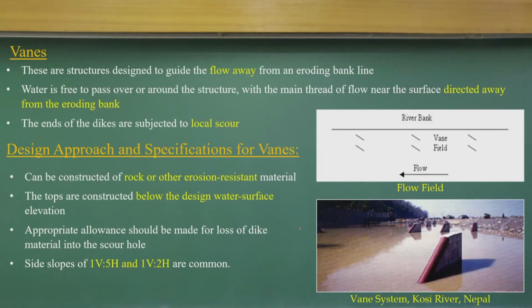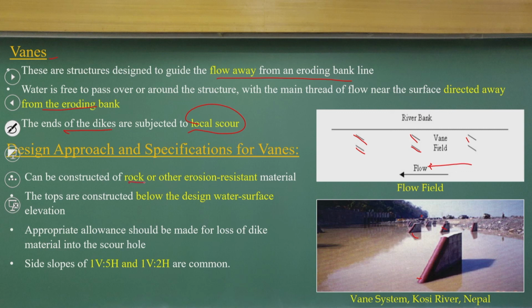Now, another, smaller structure is called bandals. If you look at these photographs, you can understand the bandal systems. You can look at these structures. The basic idea is the same: flow is directed away from the eroding bank lines. The ends of the dikes are subject to local scour; that is what you have to look at. So, these are the bandal fields, and the flow is diverted by them.